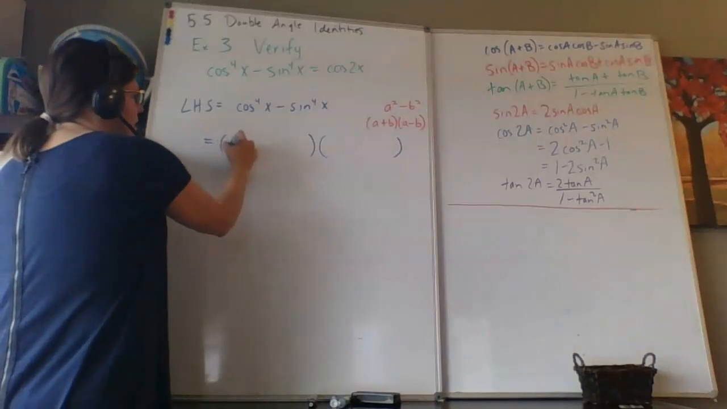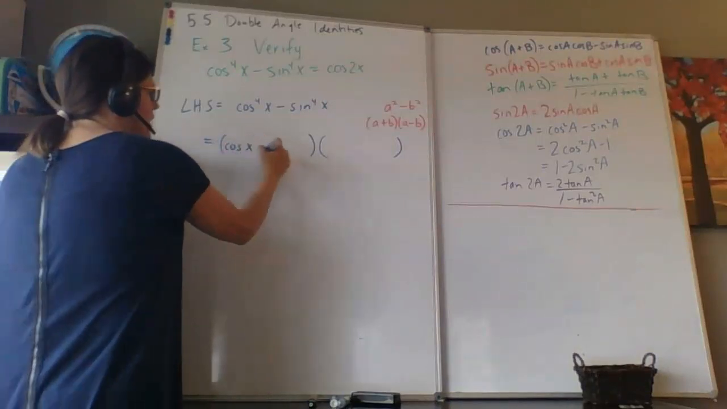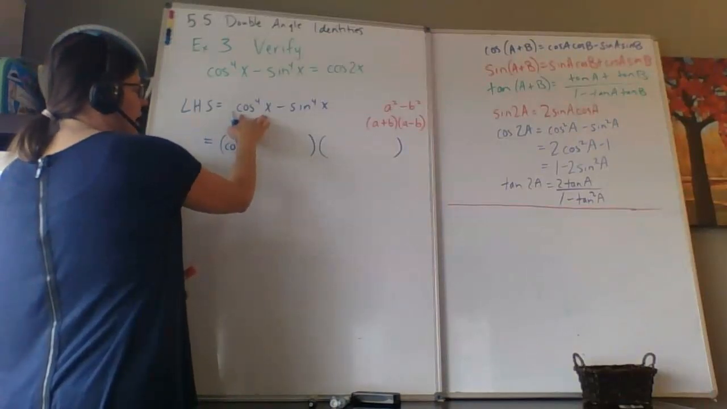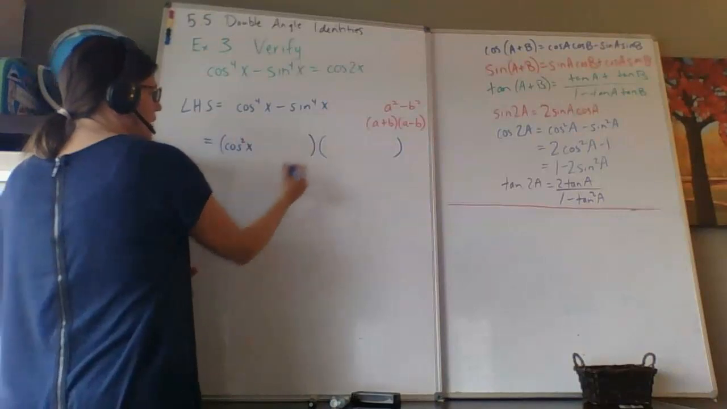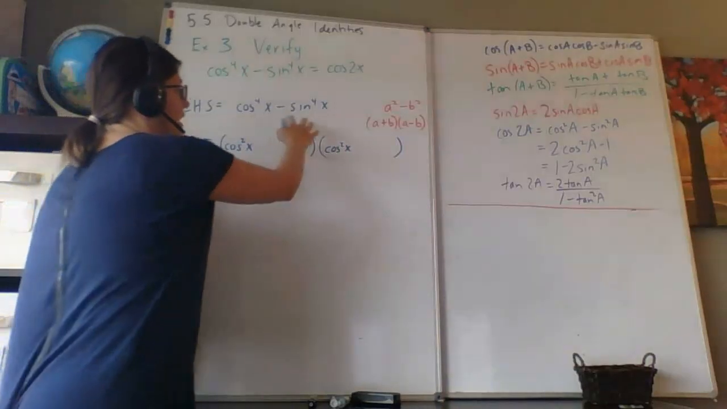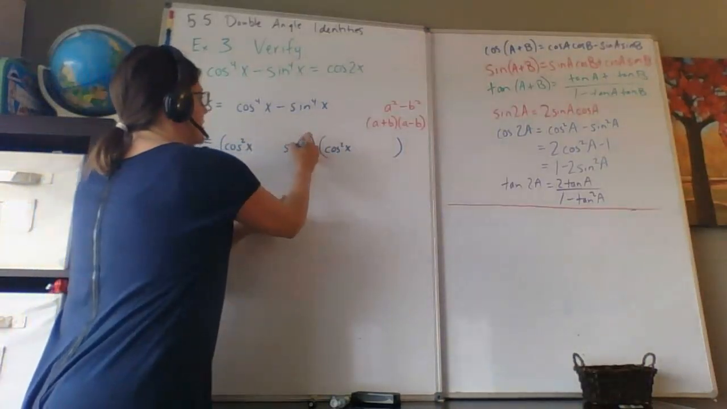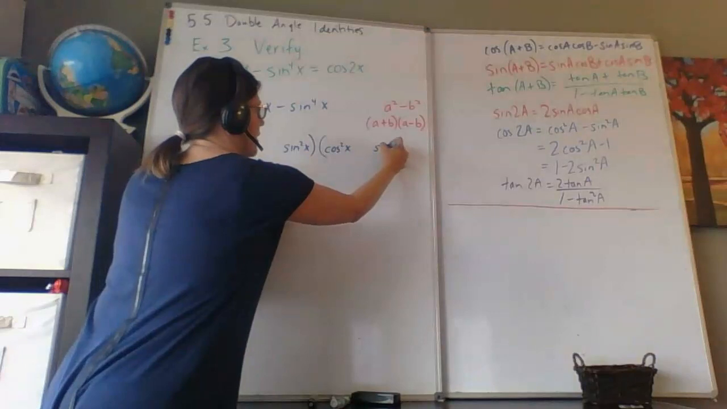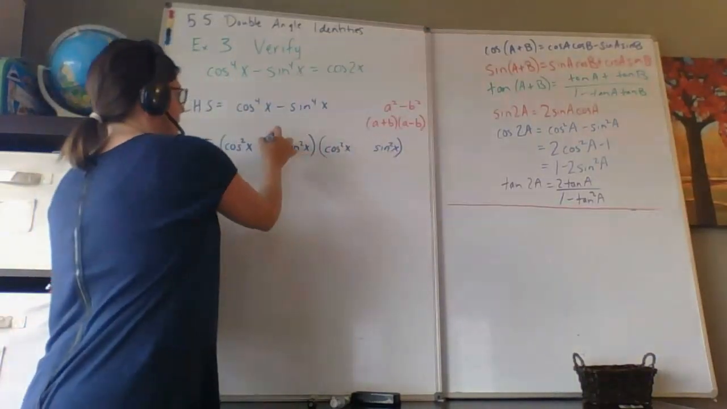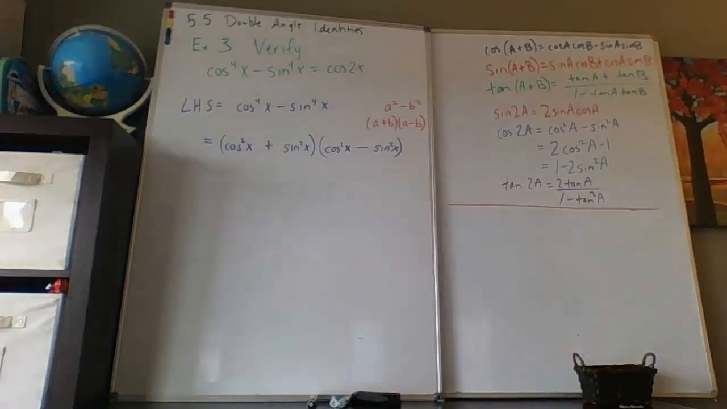But what would we need to multiply to get cosine x to the fourth? It's actually going to be cosine squared x times another cosine squared x. Similarly, in the back, we'll have sine squared x and another sine squared x. And we need plus in one and minus in the other. Therefore, we get cosine squared x plus sine squared x times the quantity cosine squared x minus sine squared x.